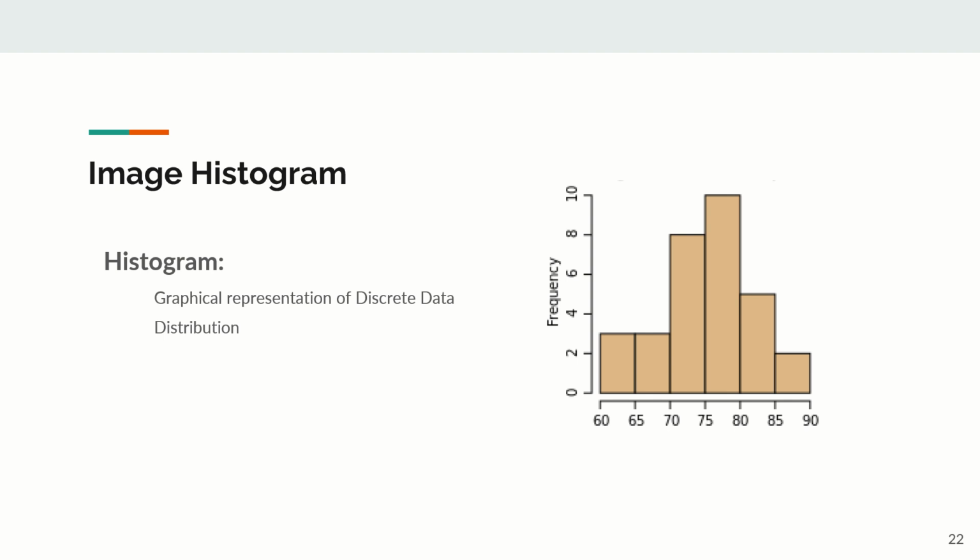A histogram is a graphical representation of discrete data distribution. The horizontal axis represents some parameter value and the vertical axis shows its frequency. Frequency means the number of times a parameter occurs in our dataset.